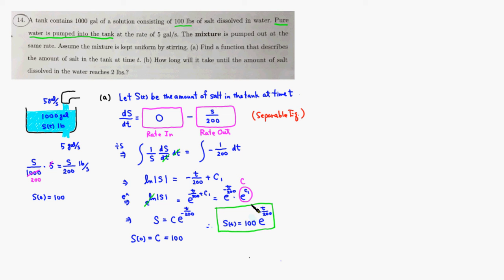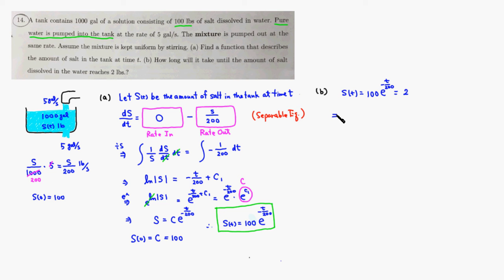So this is part A, and for part B, what we want to do is use that function. How long will it take until the amount of salt dissolved in water reaches 2 pounds? So we just have to set s of t, which we just found, 100 e to the negative t over 200, equal to 2, because we want the 2 pounds. Then let's solve for t.